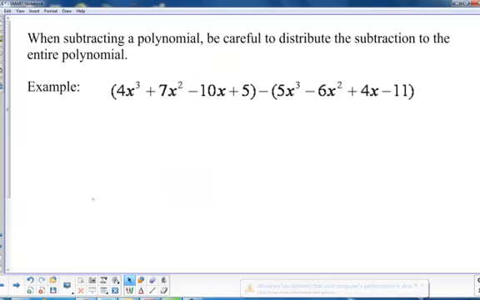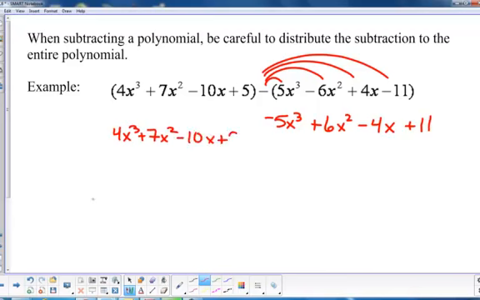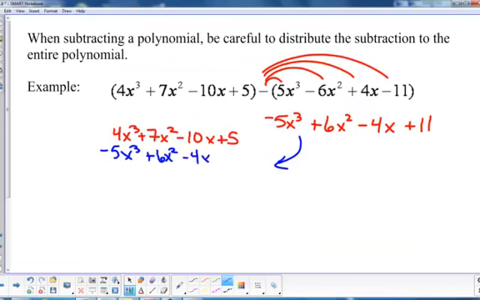And then the last one is a subtraction. So we need to make sure we distribute that subtraction to every single term. This is really a -5x cubed, and then a +6x squared, and then a -4x, and then a +11. So if we want to rewrite this, 4x cubed plus 7x squared minus 10x plus 5. And then if we want to bring this one down, -5x cubed plus 6x squared minus 4x plus 11.